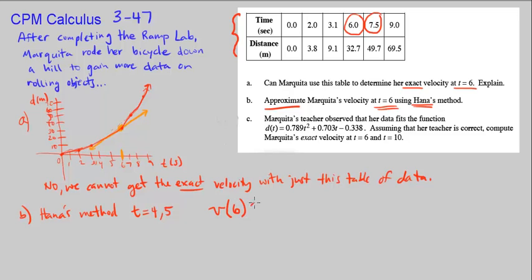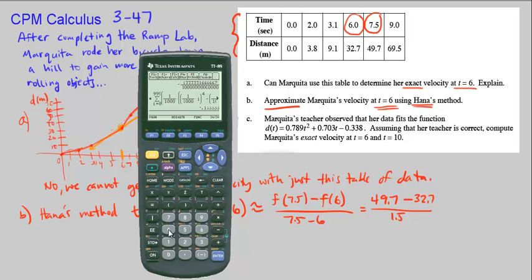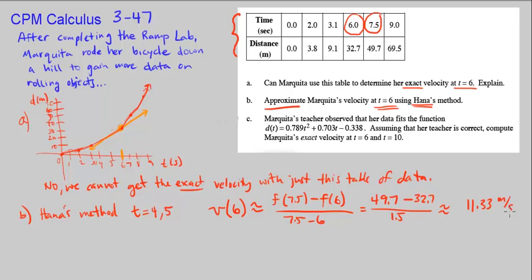So v at 6 seconds is approximately f of 7.5 minus f of 6, divided by 7.5 minus 6. What is the function at 7.5? It's 49.7. What is it at 6? It's 32.7. And 7.5 minus 6 is 1.5. Let's plug this in the calculator. 49.7 minus 32.7 is 17, divided by 1.5. So her approximate velocity is 11.33. And what are the units? This is meters and this is seconds, so it's meters per second. That's how we approximate her velocity.